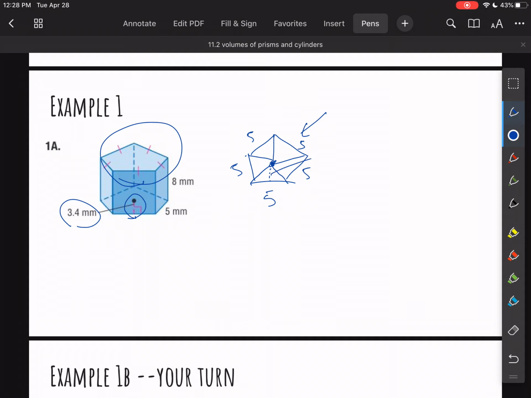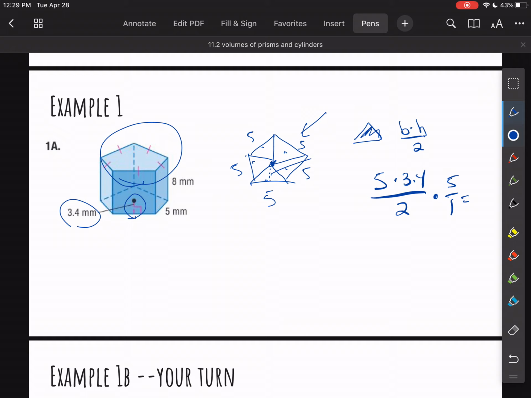So the area of a triangle is base times height divided by 2. The base is 5, right? The height of the triangle is 3.4. We divide it by 2. That gives us the area of one triangle. This is a pentagon. There are 5 triangles in the shape, so I have to multiply that by 5. Okay, so we can do it this way. We end up with, well, let's see what that comes out to.